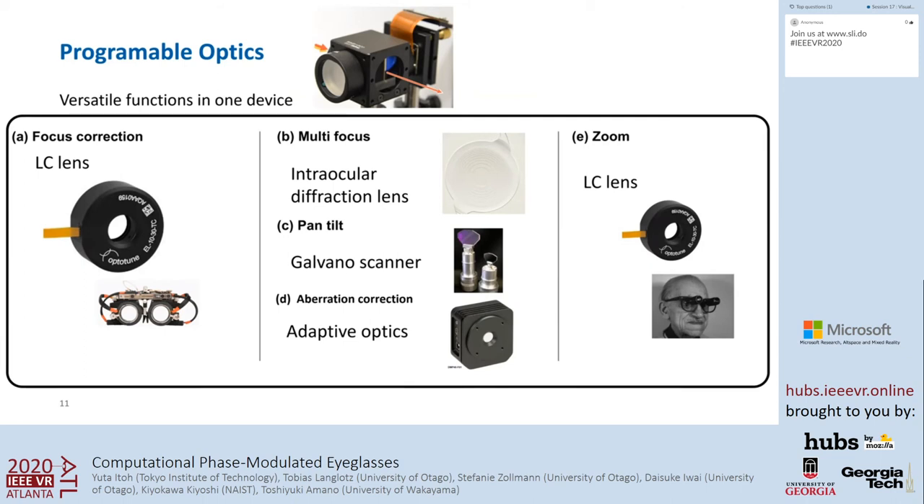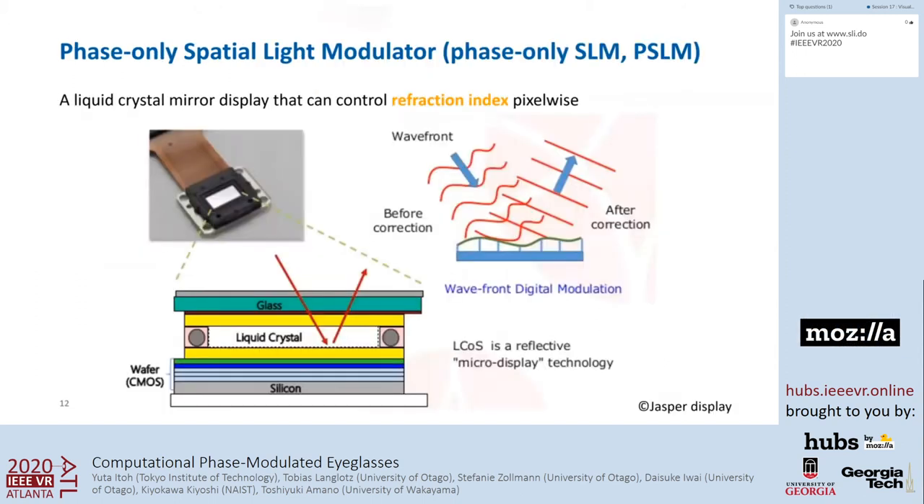For multifocus, there are already intraocular diffractive lenses, which basically, once you lose the crystalline lens inside your eyeball, doctors replace with these special lenses to regain focusing functionality, at least for nearsight and farsight. Pan and tilt is pretty common, using galvanic scanning mirrors, and for aberration correction you also have adaptive optics. Our system covers all these functionalities, and you can switch between them just by choosing what kind of lens parameters you want to show. To go into the detail of our system, we first have to introduce the key optical device, called the phase-only spatial light modulator, or PSLM.